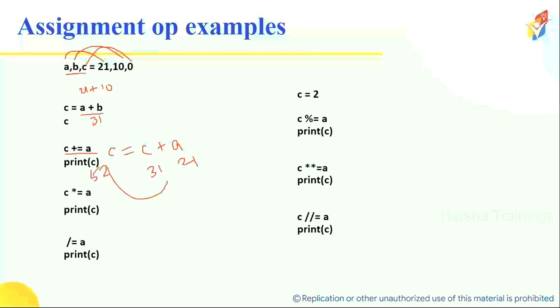Now here C equal to C multiplied by A. Don't concentrate more on this. This is not much important. So the C value is 52, and 52 multiplied by 21 will be stored here. Is it okay? Don't give much importance to assignment. Mostly we will use only the equal to operation.